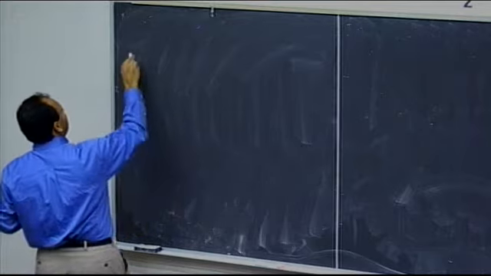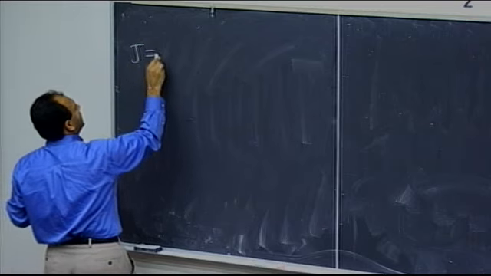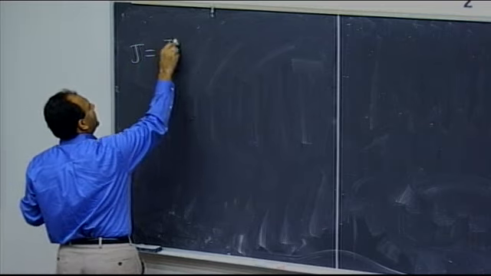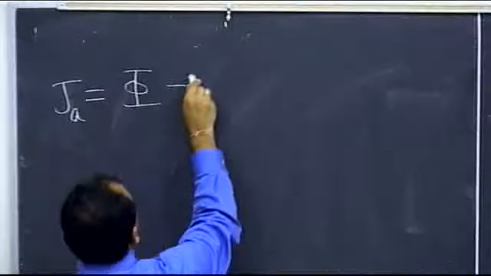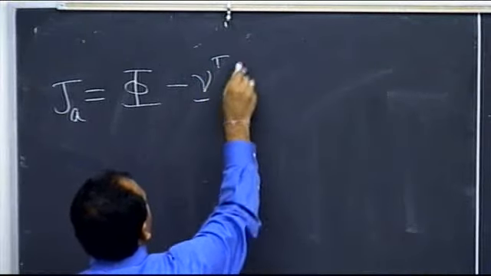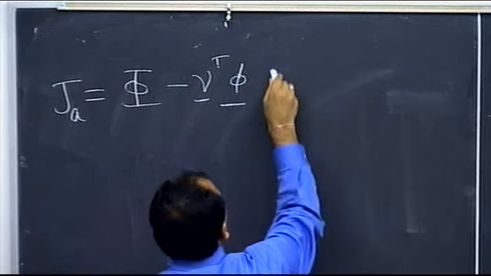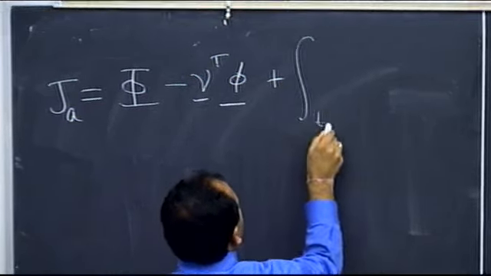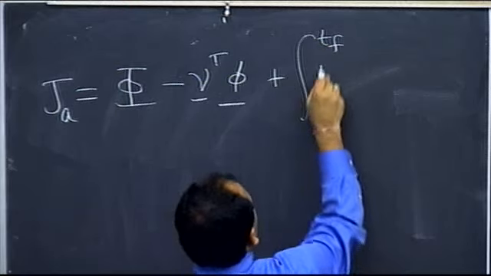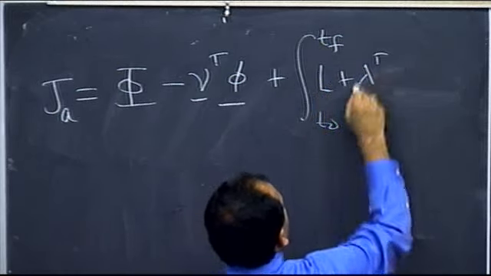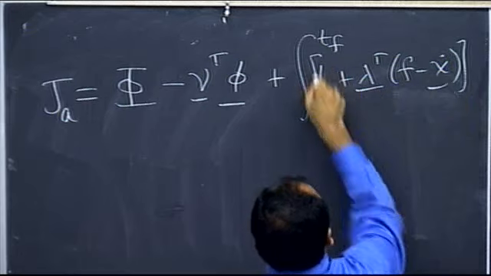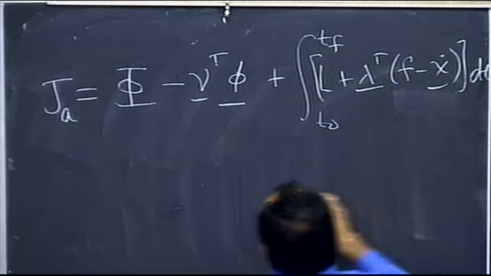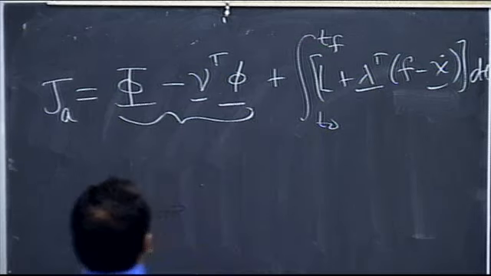So if you remember, the augmented cost functional was this thing: phi minus nu transpose little phi, plus the integral from t0 to tf of L plus lambda transpose times f minus x dot, dt. And I was just focusing on this part right here.